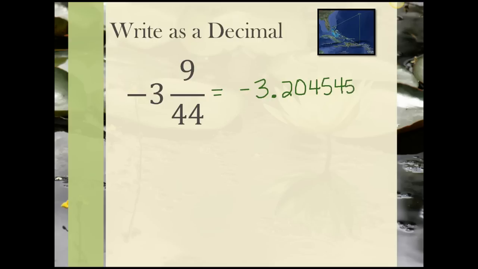0.204545, and so on. So we can see that 45 is a repetend, or a repeating pattern. Our final answer then would be negative 3.2045, and we write the bar over 45 because that is the part that repeats.